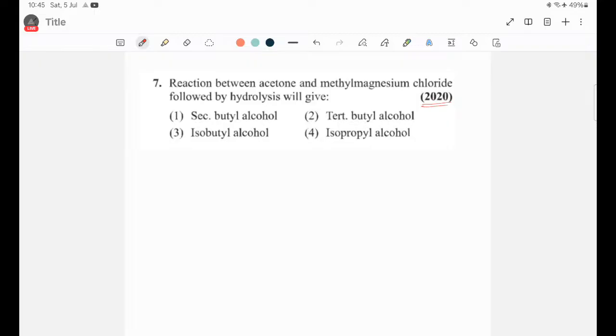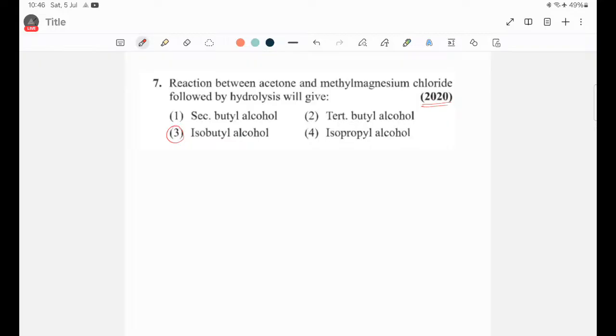So what should be the answer now? In this question, what should be the answer? The reaction between acetone and methyl magnesium chloride followed by hydrolysis. Okay, someone is telling that option 3 should be correct. I haven't confirmed it till now, but someone is telling that option 3 is correct. Definitely we'll try to do this conceptually. Okay, someone is telling option 2 is correct. Now the competition is between option 2 and 3.